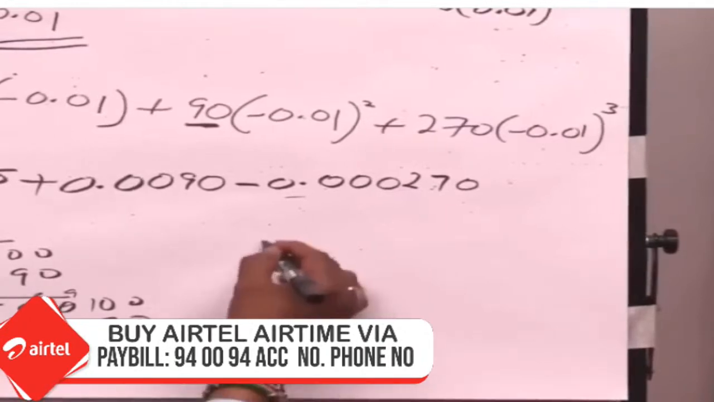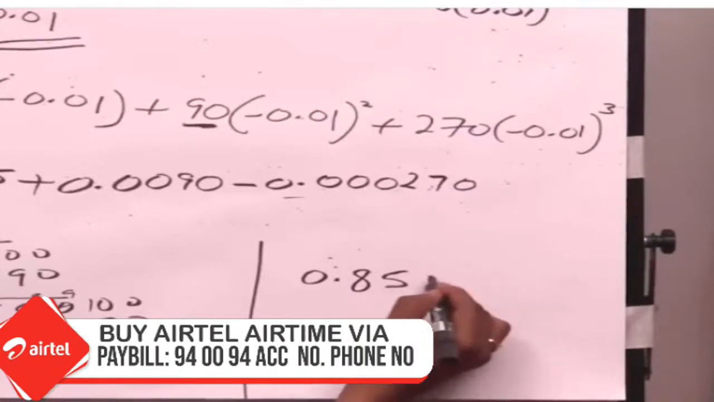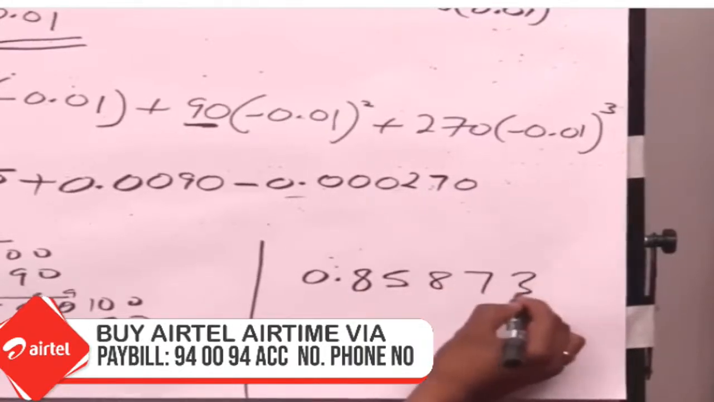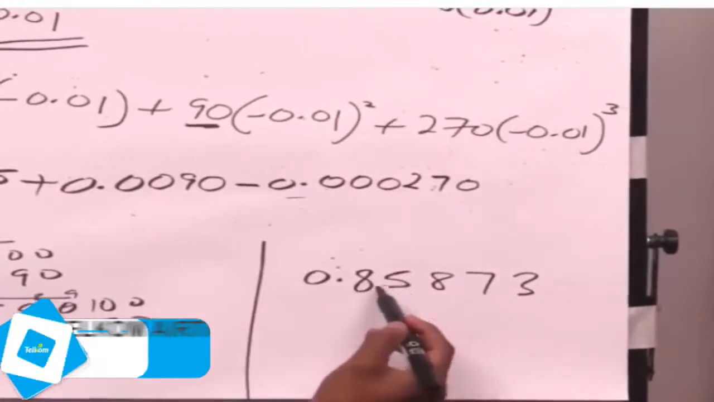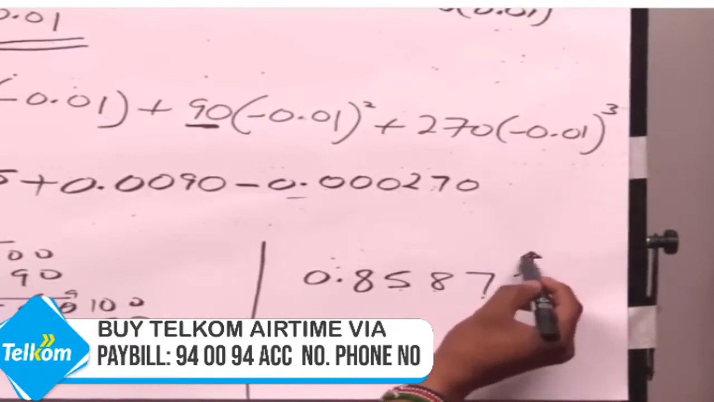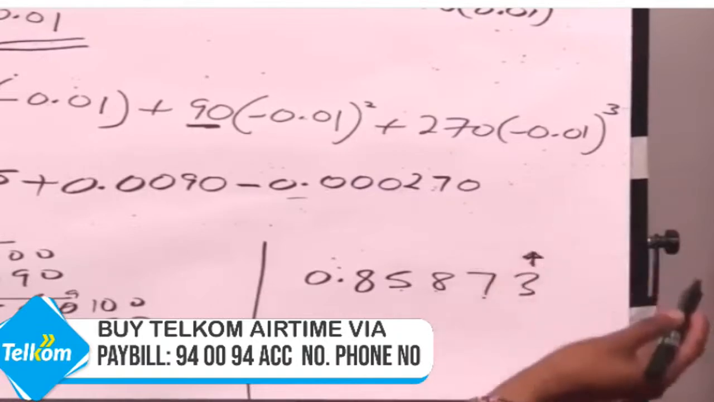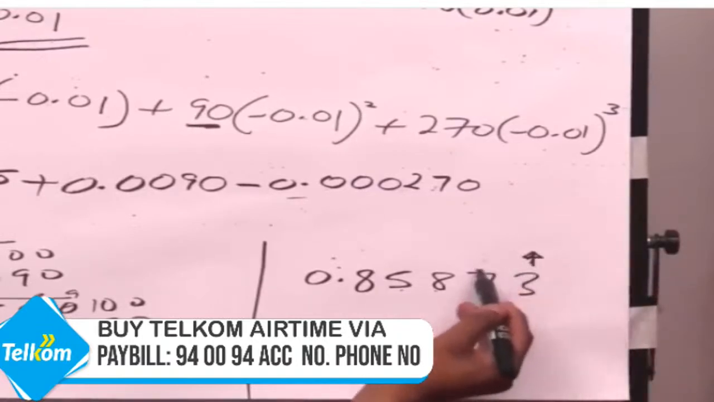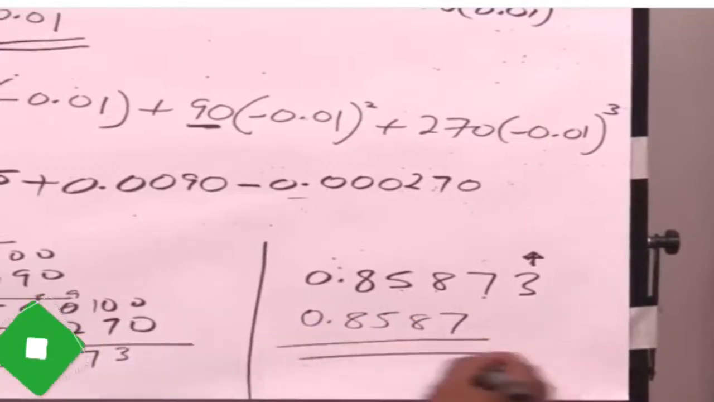You can use your calculator. So this comes to 0.85873. But they want correct to 4 decimal places. 4 decimal places, 1, 2, 3, 4. You look at the 5th one. If it is less than 5, then it takes its place value as 0. If it is more than 5, then it adds 1 to the 4th decimal place. So because it is less than 5, it's 0. So the answer is 0.8587.